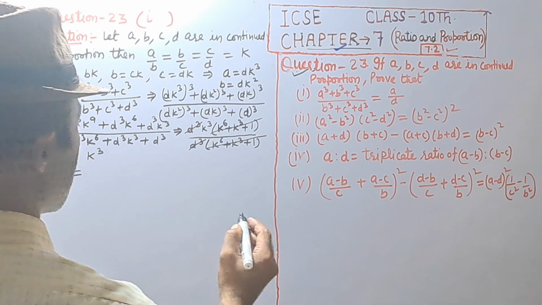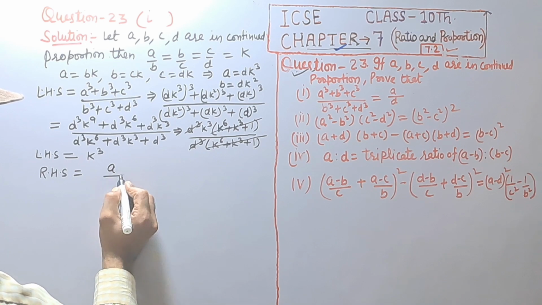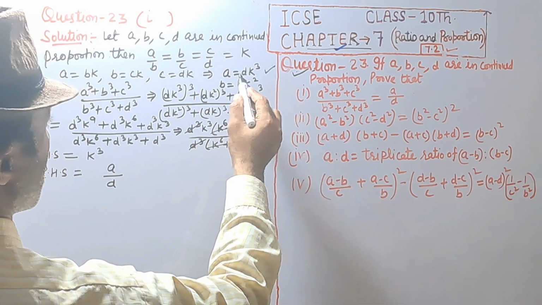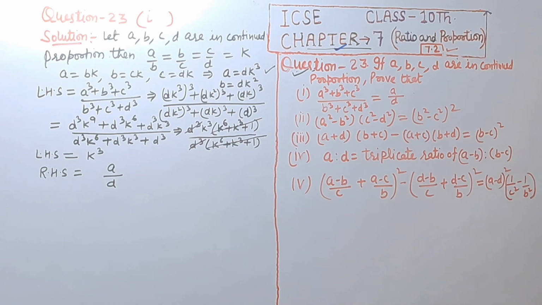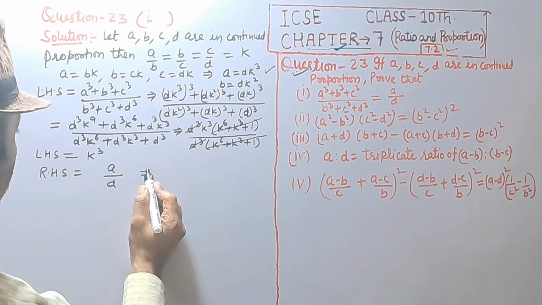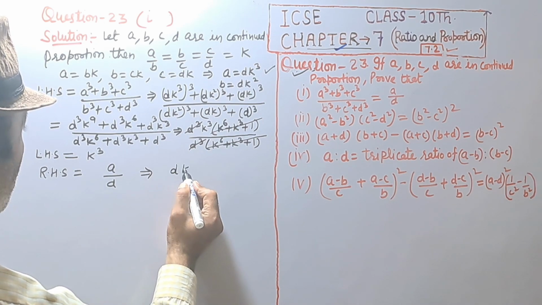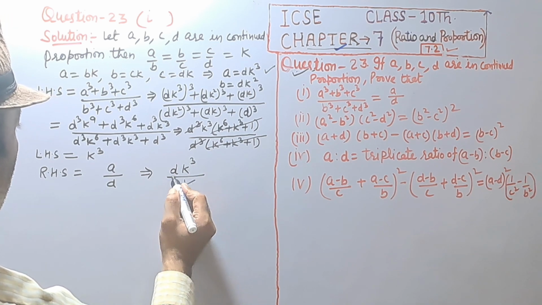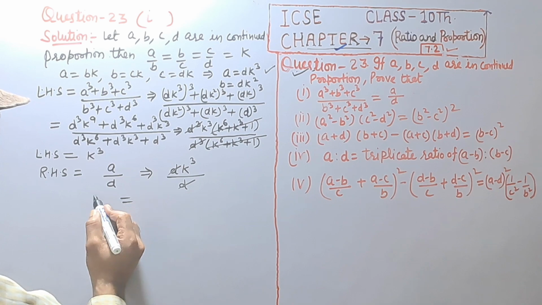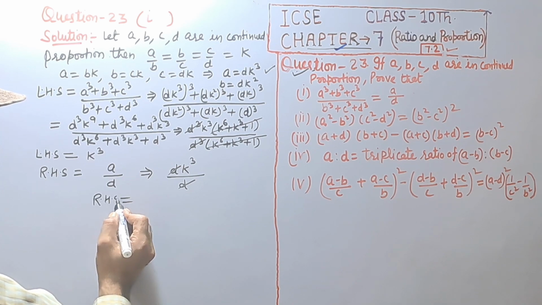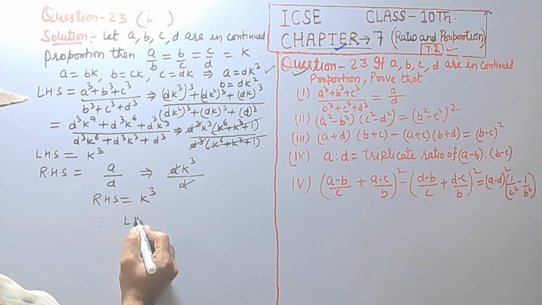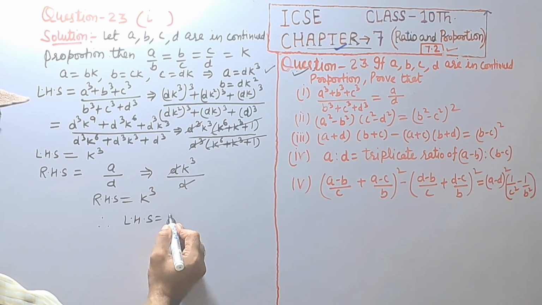Right hand side is equal to A upon D, and A is equal to DK raised to power 3, which implies D into K raised to power 3 divided by D. D is cancelled, and on the right hand side we get K raised to power 3. So left hand side is equal to right hand side.